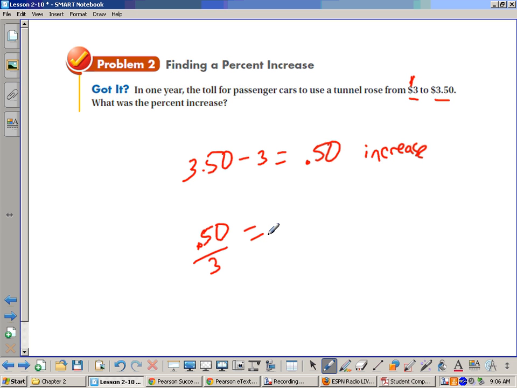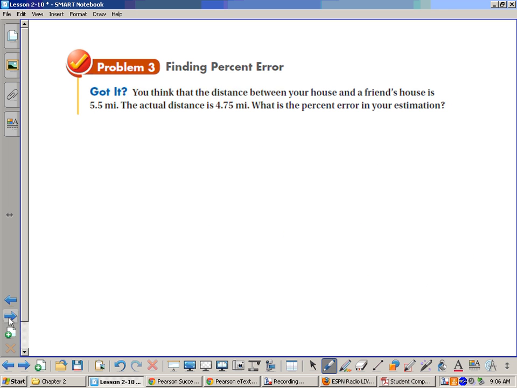So we're going to take 0.5 divided by 3, and we're going to get 0.16 repeating. So we're going to round that to 0.17 multiplied by 100 gives us a 17% increase. So we're going to be dealing with increases and decreases in your assignment in class tomorrow. Let's do one more example.